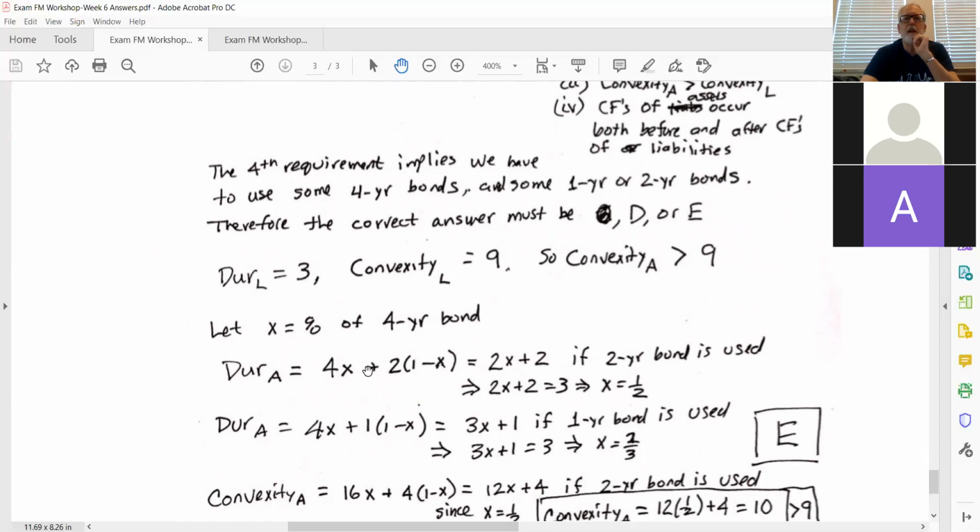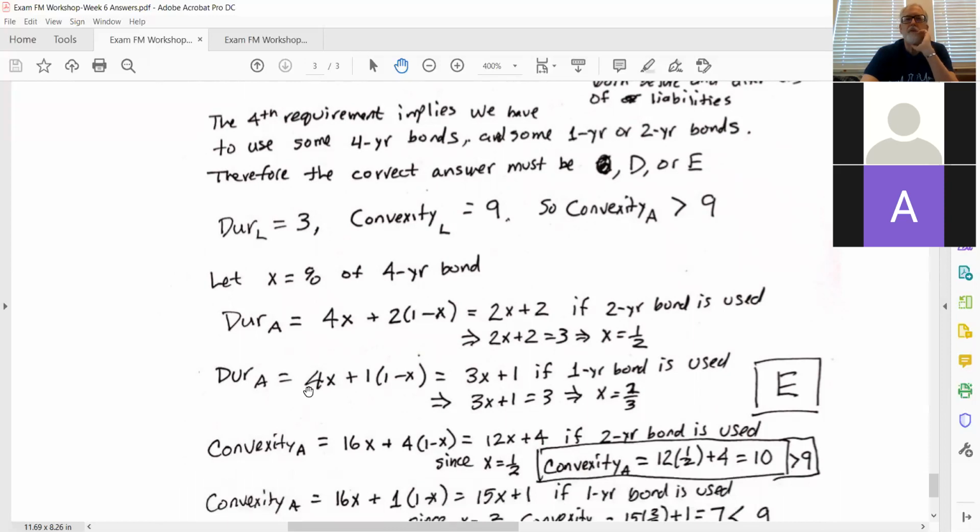So we would use 1/2 2-year bonds and 1/2 4-year bonds. If we use the 4-year and the 1-year, well, in that case, we would use 2/3 of the 4-year bond and 1/3 of the 1-year bond. So 2/3 4-year, 1/3 1-year. So we have different X values depending on which of these we use.